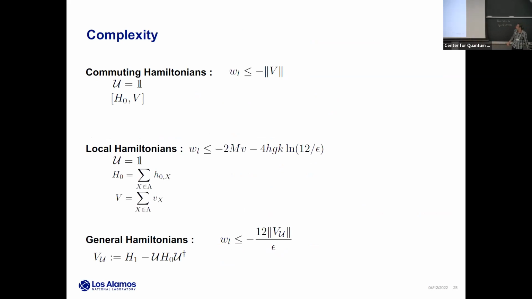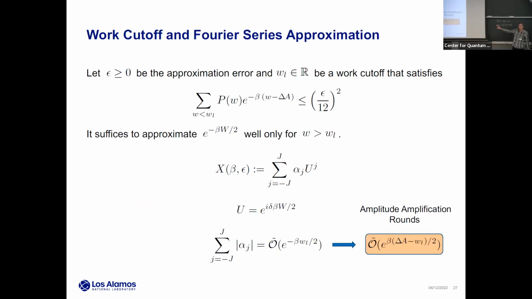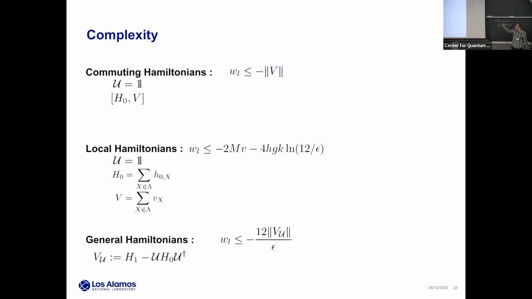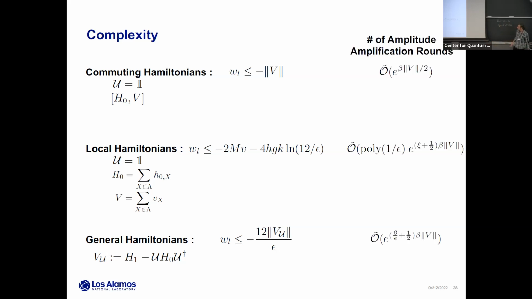So then the complexity of the algorithm is dominated by this work cutoff value. We have some rigorous results in different settings for bounding this work cutoff. For commuting Hamiltonians, we found that this work cutoff cannot be more than the negative norm of the perturbation, which is the difference between the two Hamiltonians. For local Hamiltonians, we have a slightly looser bound, and then for general Hamiltonians, we have the most loose bound.